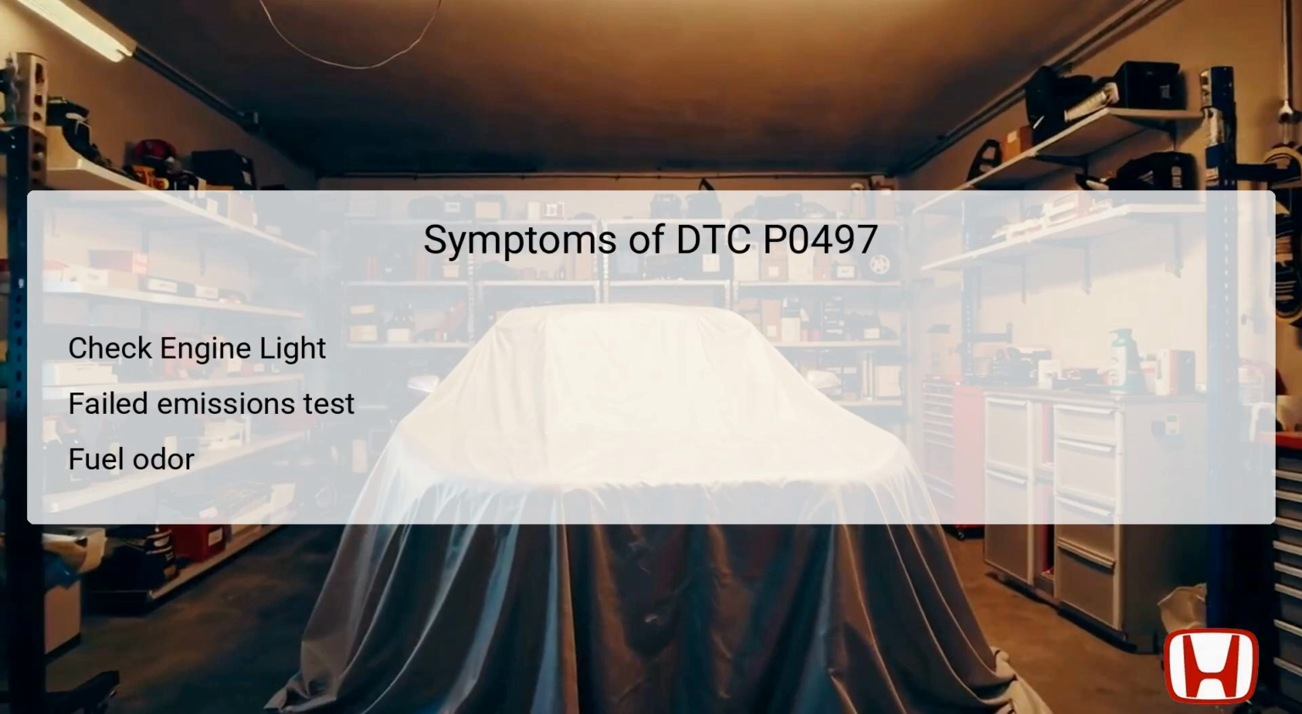The presence of DTC P0497 typically manifests through certain symptoms. One prominent indicator is the activation of the check engine light, CEL, on the dashboard, alerting the driver that there is a malfunction that needs attention. Another common symptom is a failed emissions test, which can arise as low purge flow results in higher levels of emissions being expelled from the vehicle, failing regulatory standards.